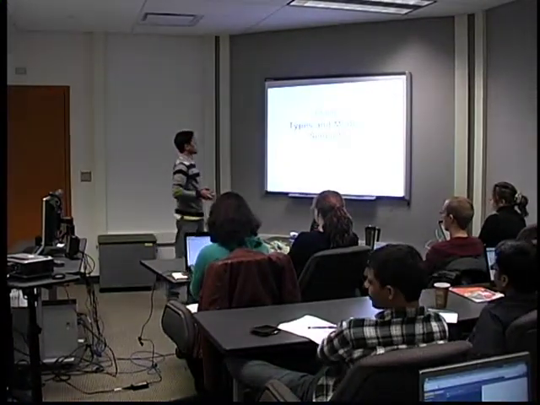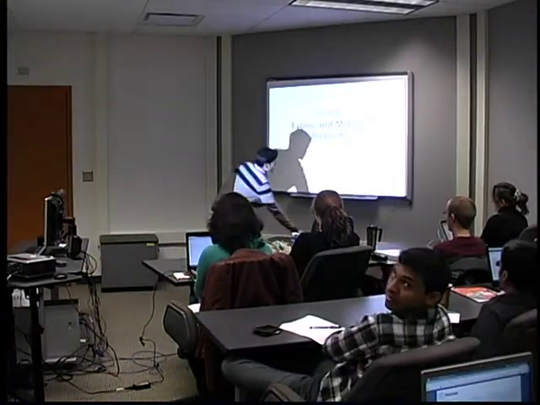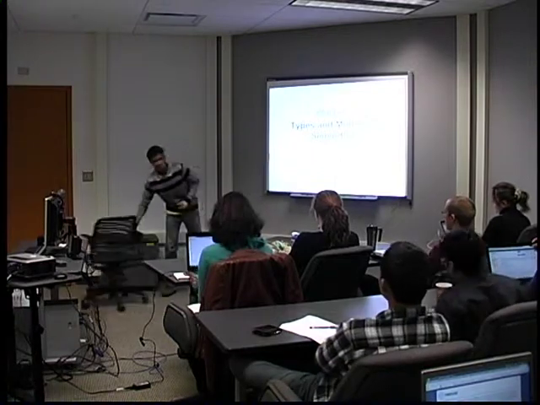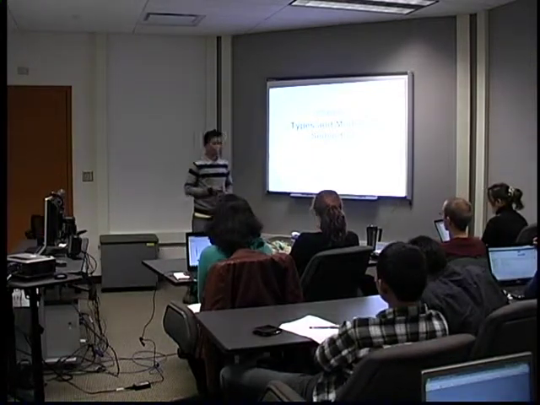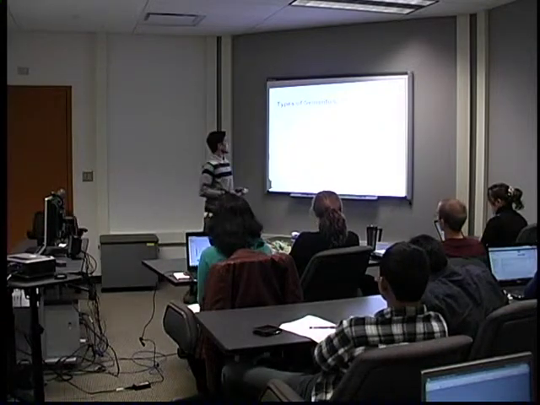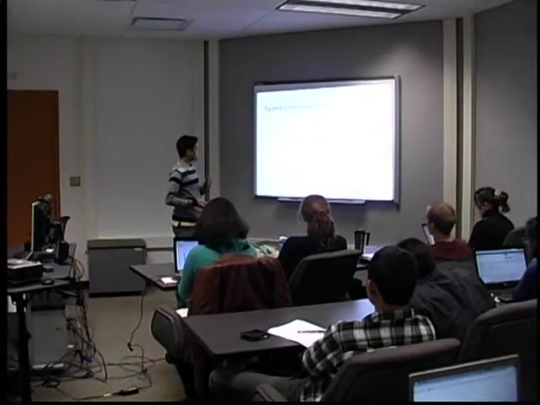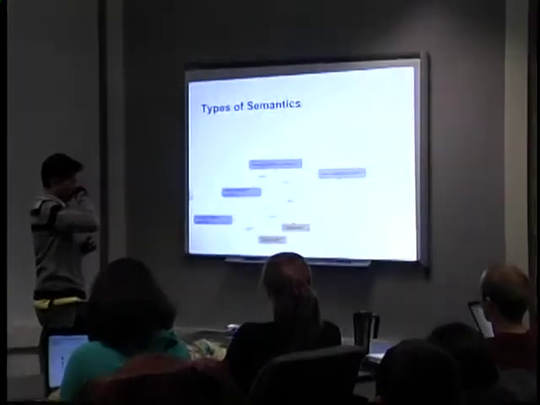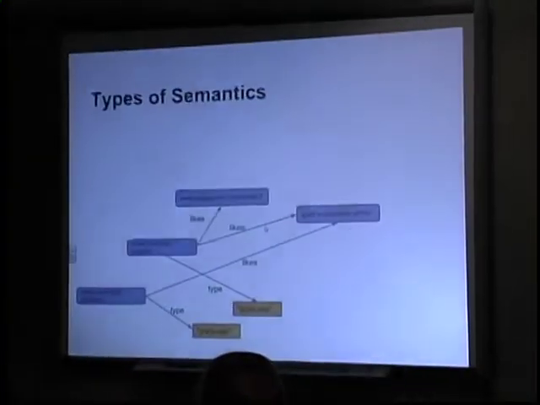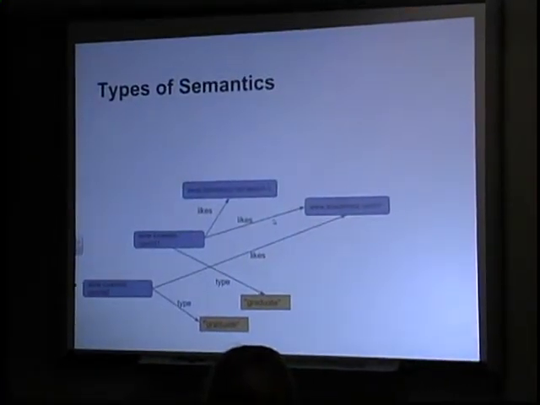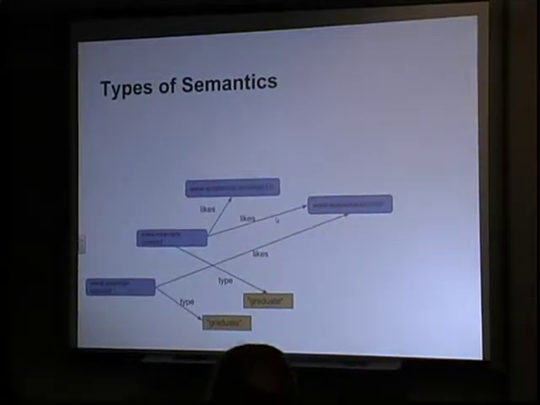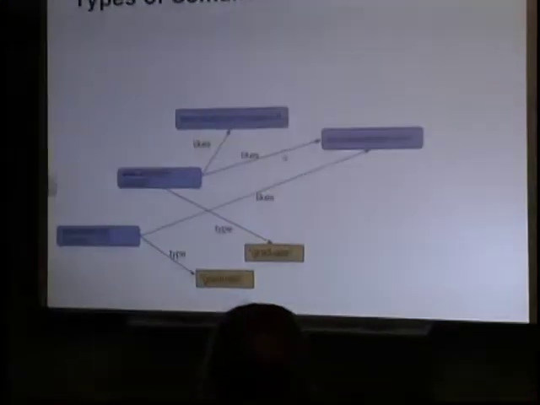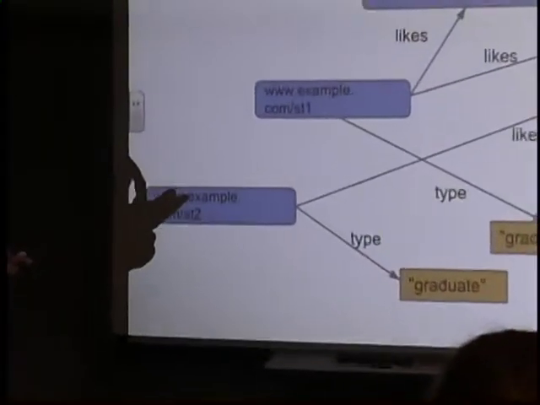About types of semantics from chapter 2. Let me just recap the first slide I just completed. So we are talking about three types of semantics: implicit, powerful, and formal. Let's try to understand what these three mean.